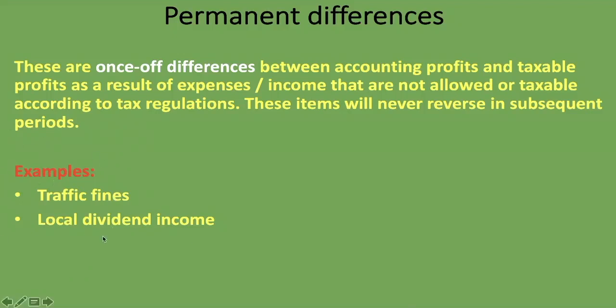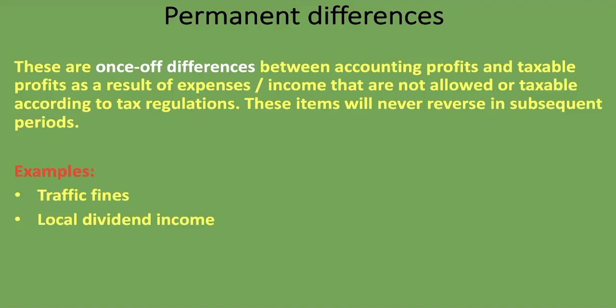Another one is a local dividend income. If you get a local dividend income, you will recognize it in your statement of comprehensive income or in your income statement. But according to the Revenue Authority or the tax regulation, they will say that we do not include this, or we do not recognize this as an income. That means if they don't recognize an income, it's good for you, because for every income you have to pay taxes on those. But if they say we're not going to include the dividend income, then you will not have to pay tax for that particular income. So these are once-off differences.